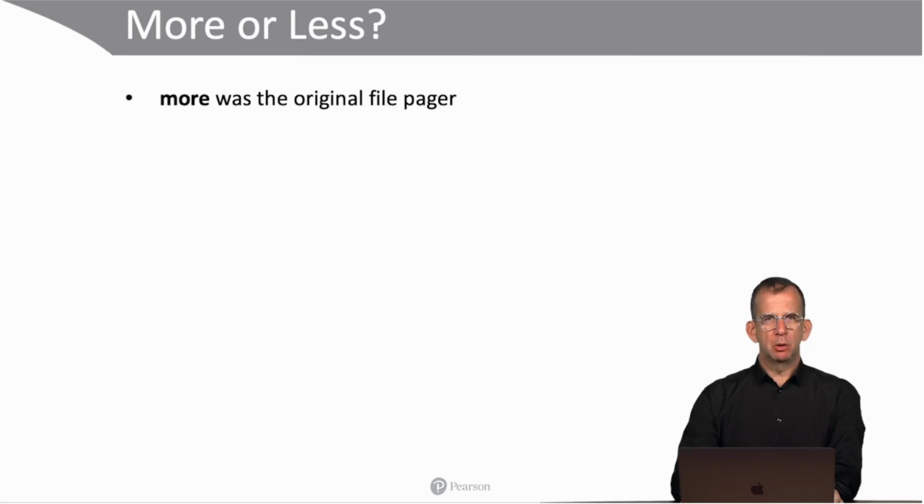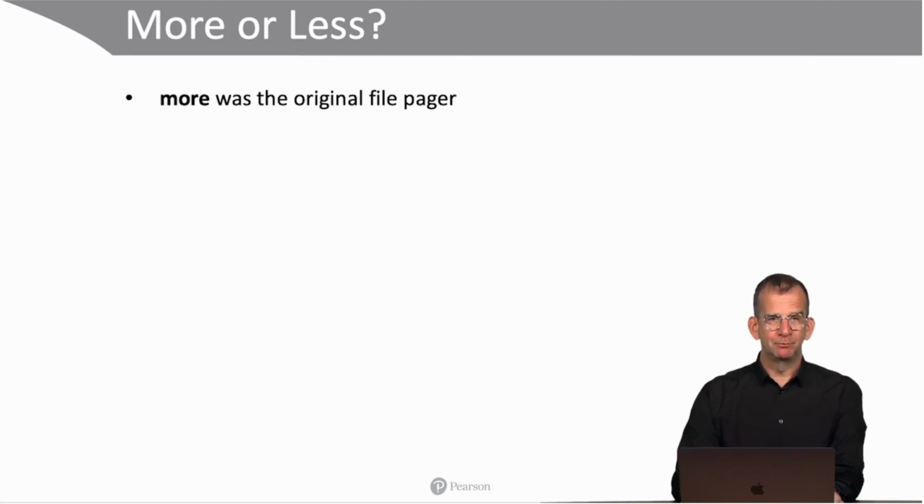In this video I will tell you about more and less. Now what is this about? It all started with more. More was the original file pager. A file pager allows you to read a text file, and the essence of more is that it is doing that screen by screen. After showing the first screen, it will print "more" on the bottom line, and you hit the spacebar to see more. That is what more is doing.